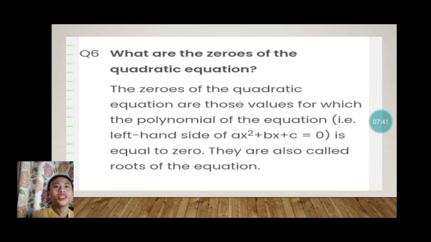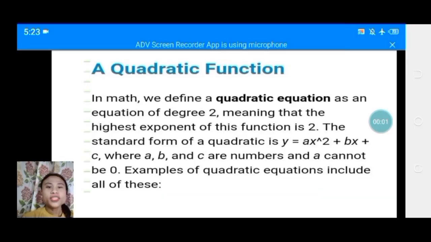Number 6 question. What are the zeros of quadratic equations? The zeros of quadratic equations are those values for which the polynomial on the left hand side of ax squared plus bx plus c equals 0 is equal to 0. They are also called roots of the equation. This is the other definition of quadratic equations, quadratic functions.